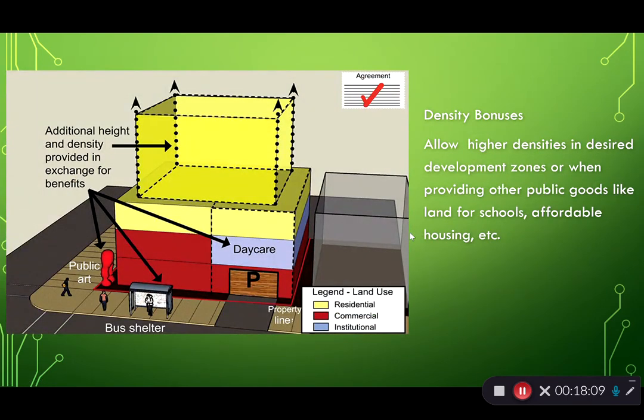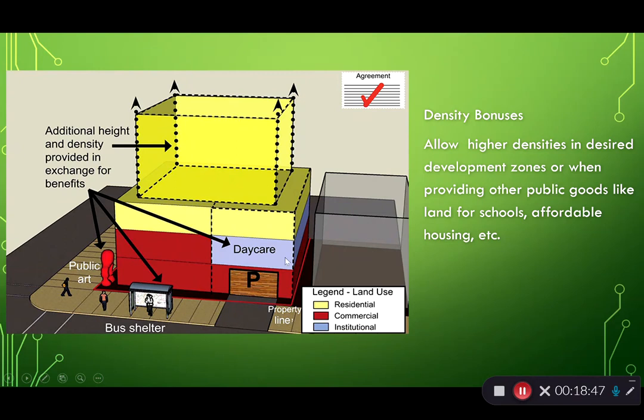Cities are also looking to things like density bonuses in exchange for public benefits. And so what that does is it allows for higher densities in the desired development zones when other public goods are provided. So in this case example here, right, the developer could build into this yellow footprint here. So they could build a 3-story building that had a mix of residential, commercial uses. But if the developer agrees to provide a daycare, a public bus shelter, and public art, they then are allowed to actually build more than they otherwise would.